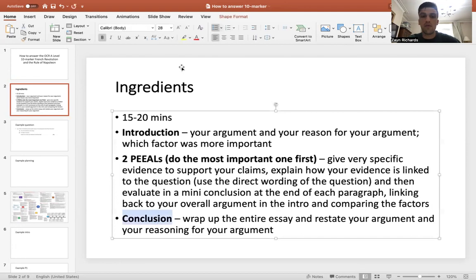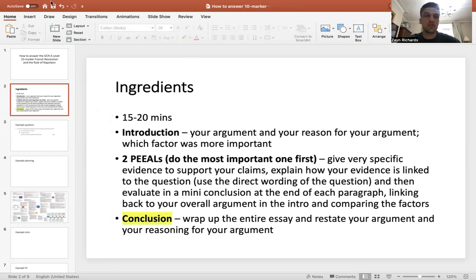Okay. The key thing for this question is you must do a conclusion. So if you're running out of time, same for the 20 marker, please make sure that you get the conclusion in. Otherwise, they will take marks off you. Okay. Because you're not having that sustained judgment. So, but yeah, that's basically how you do it. So let's have a look at a practice question.